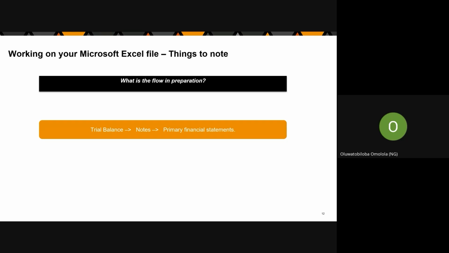So from your trial balance, you move to the notes, and from the notes to the account, you move to the primary financial statement. I'm going to demonstrate this for you in the Excel session when we open the Excel. So the first thing is you ask for the trial balance. From the trial balance, you move to the notes to the account, and then you move to the primary statement.